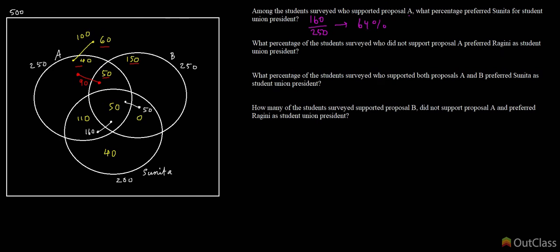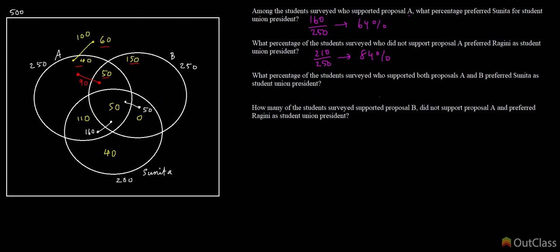Second question, what percentage of students who didn't support A prefer Ragini? So people who didn't support A are outside set A, these numbers, out of which the first 2 are outside the Sunitha set, so they prefer Ragini. So you're looking at 210 out of 250, which is 84%.